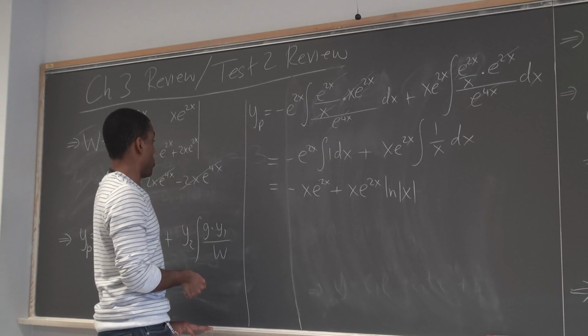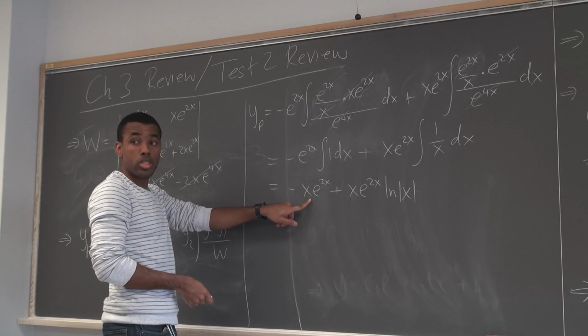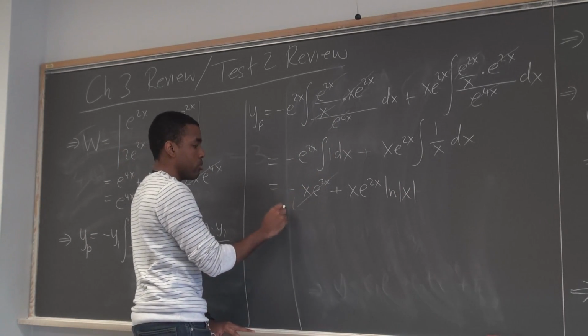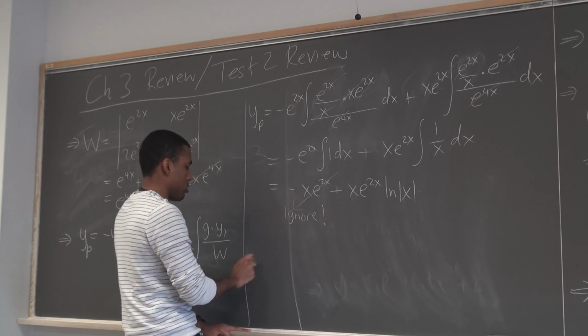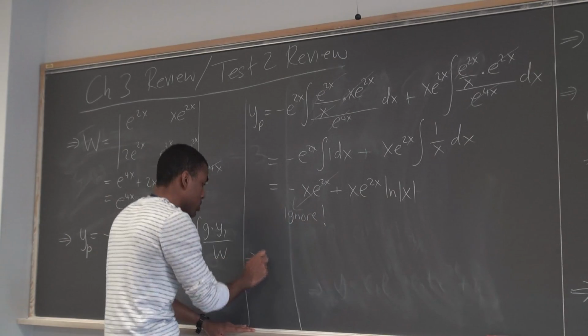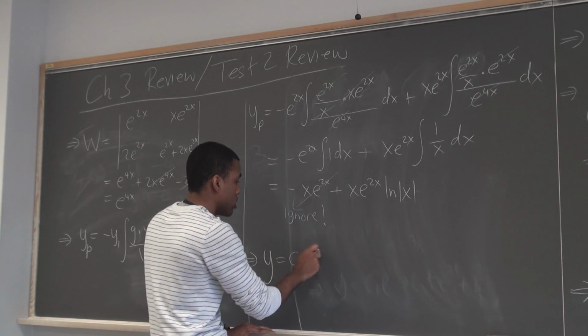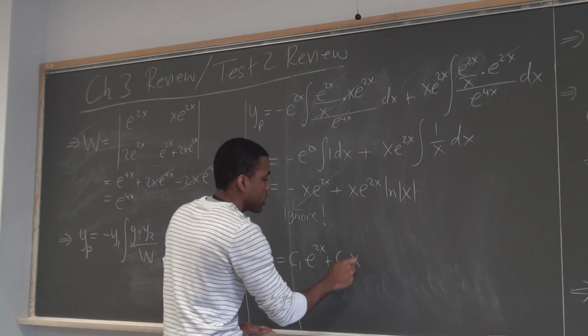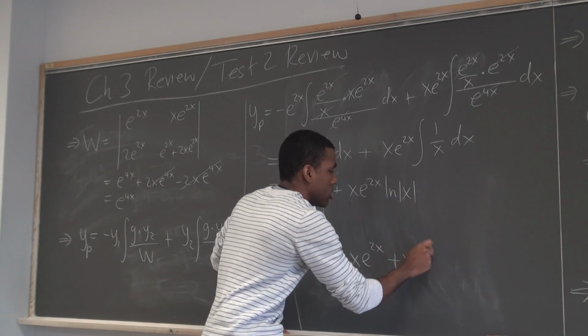And now, what do we notice? This first term is actually similar to the homogeneous solution, so you essentially ignore it because it's redundant. The question asks for the general solution, I assume? So the general solution y is equal to c1 e to the 2x plus c2 x e to the 2x plus x e to the 2x ln x.